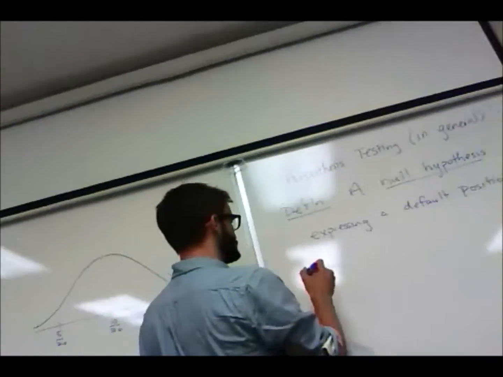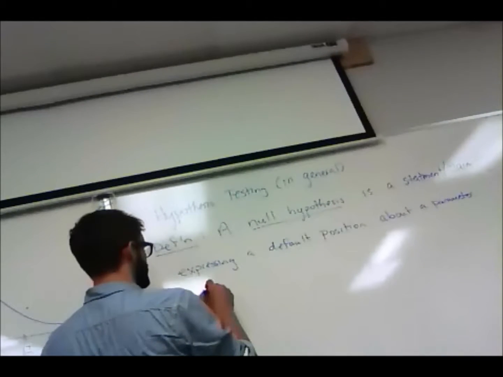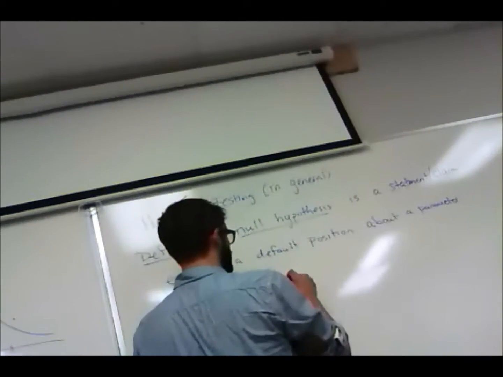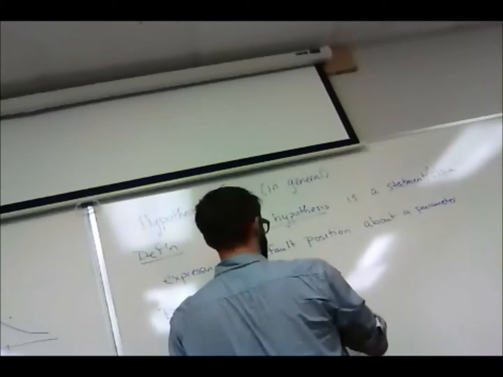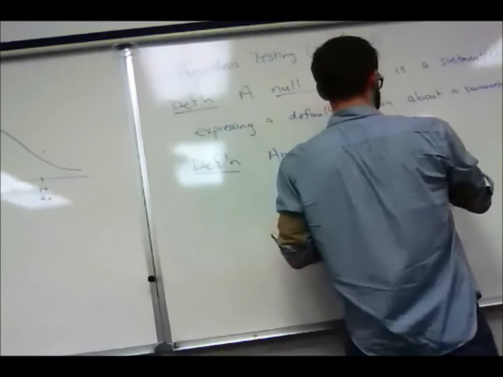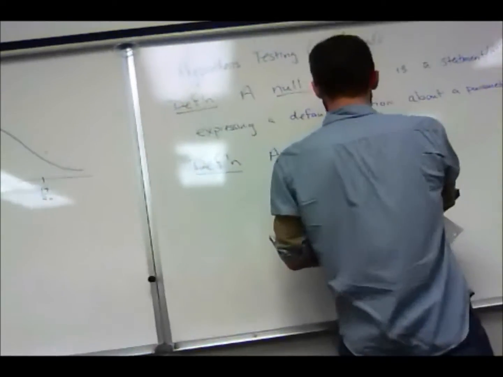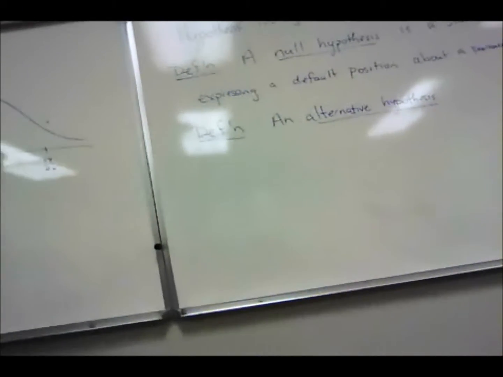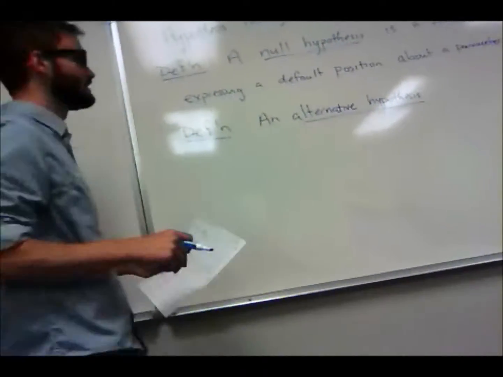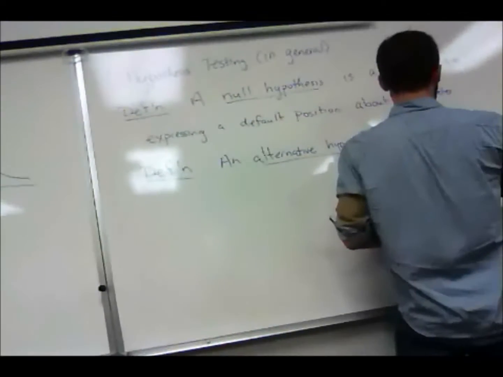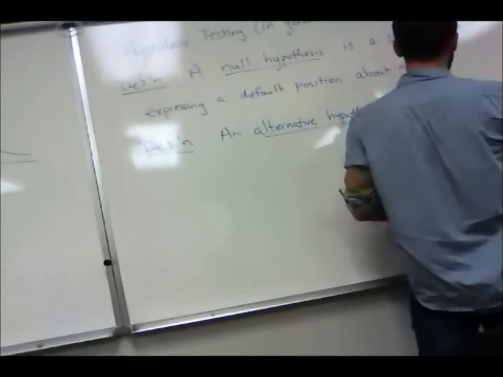All right, so another definition: an alternative hypothesis. What do we think this is going to be, just based on the language? Another hypothesis that's different from the null hypothesis? Exactly. So an alternative hypothesis is a hypothesis that differs from the null hypothesis.